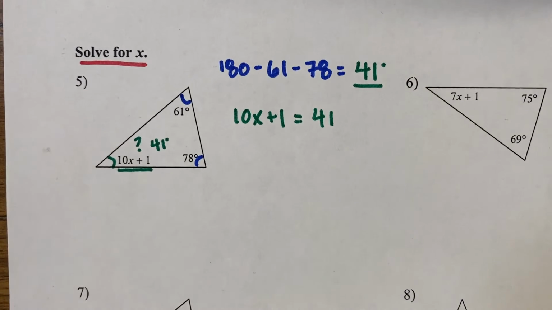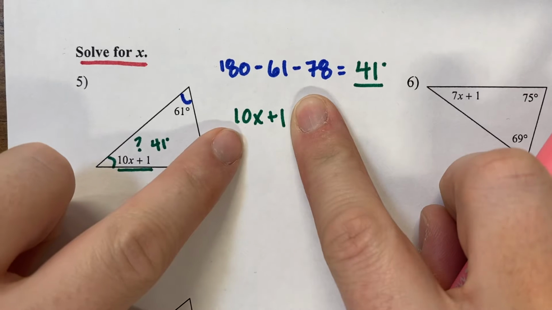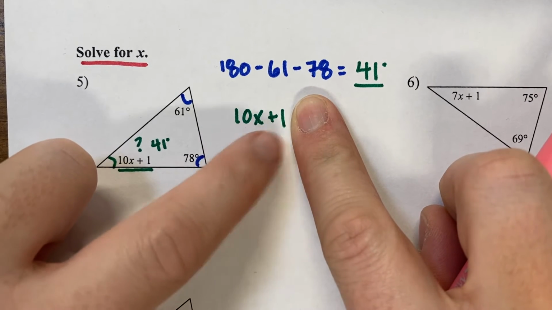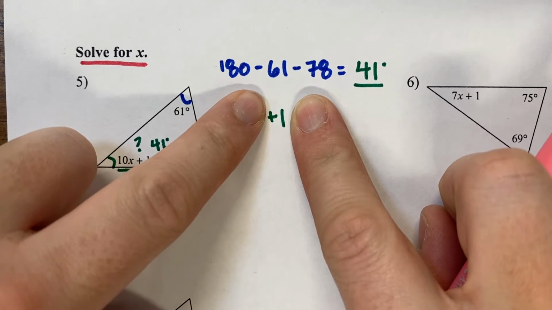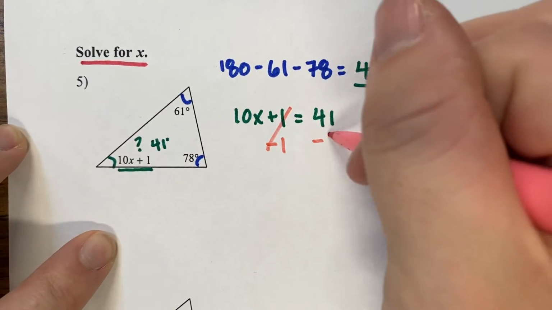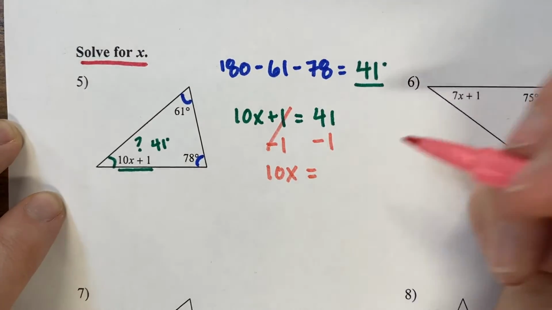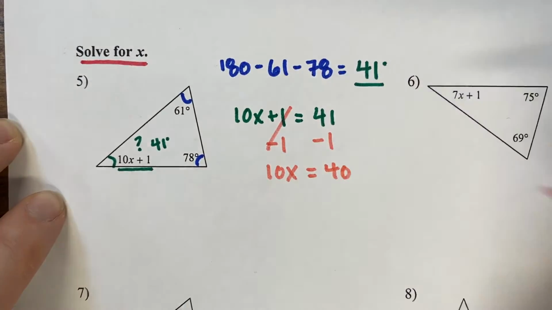So this should look very familiar. If I'm solving for x, I'm looking at my side with my x. I need to get rid of a times by 10 and a plus 1. Well, the plus 1 is what I need to get rid of first because it's farthest away. So the opposite of plus 1 is subtract 1 from both sides. 10x is left over. 41 minus 1 is 40.